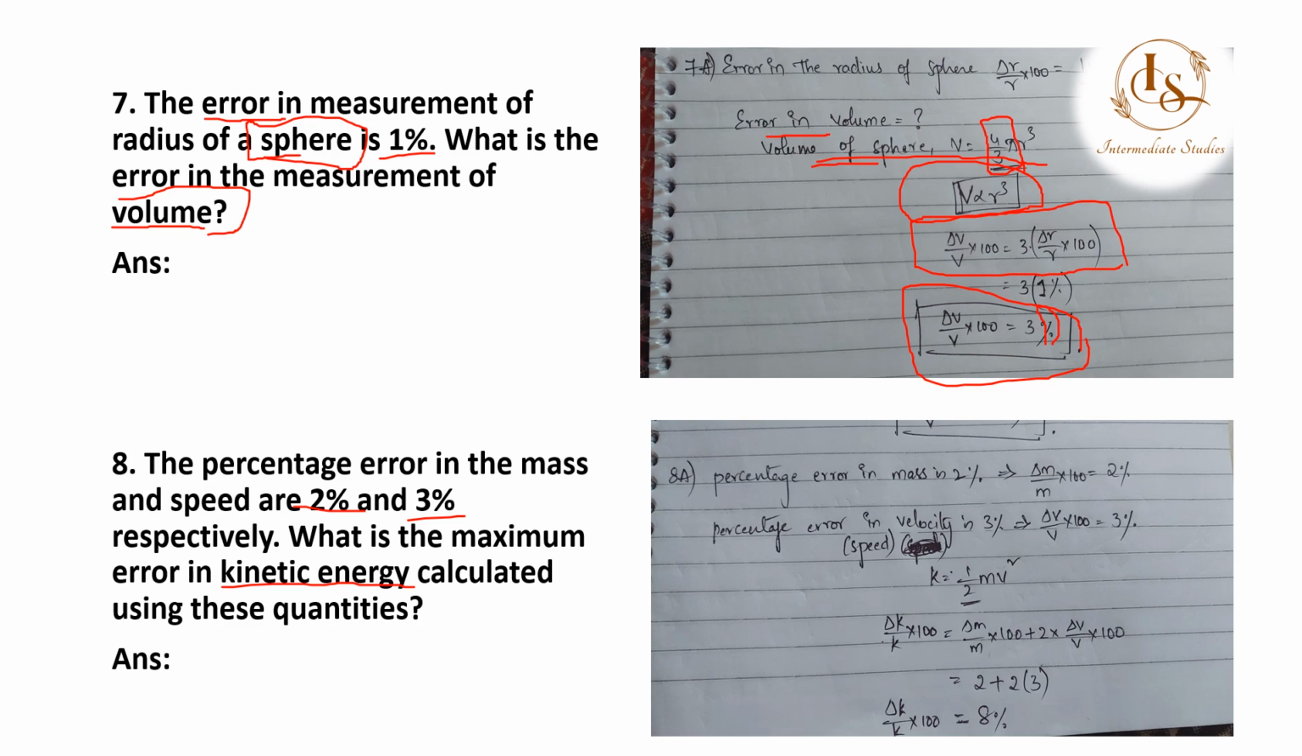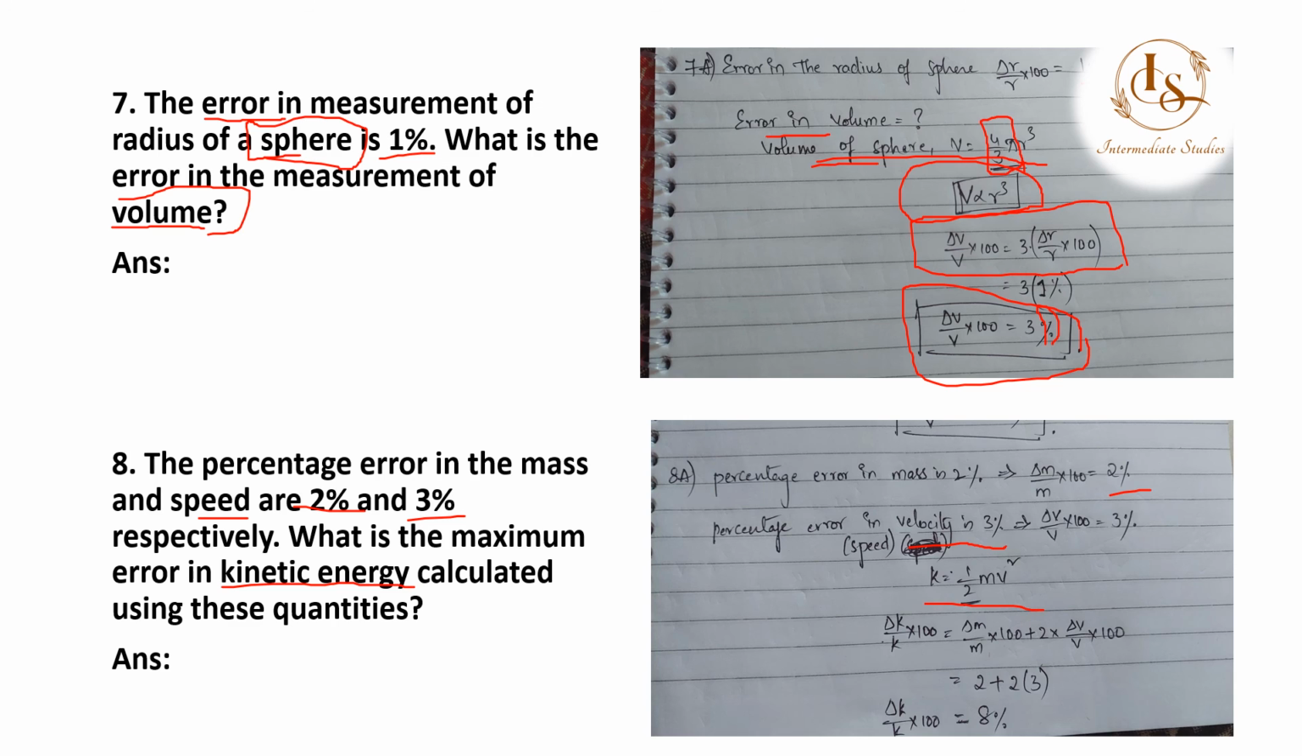Just write those values. Percentage error in mass is 2%, which means delta m by m into 100 is 2%. And next, percentage error in speed. Speed is nothing but velocity. So percentage error in velocity is 3%. Delta v by v into 100 is equal to 3%. What is the formula for kinetic energy? K is equal to half mv square. So just write down this formula.